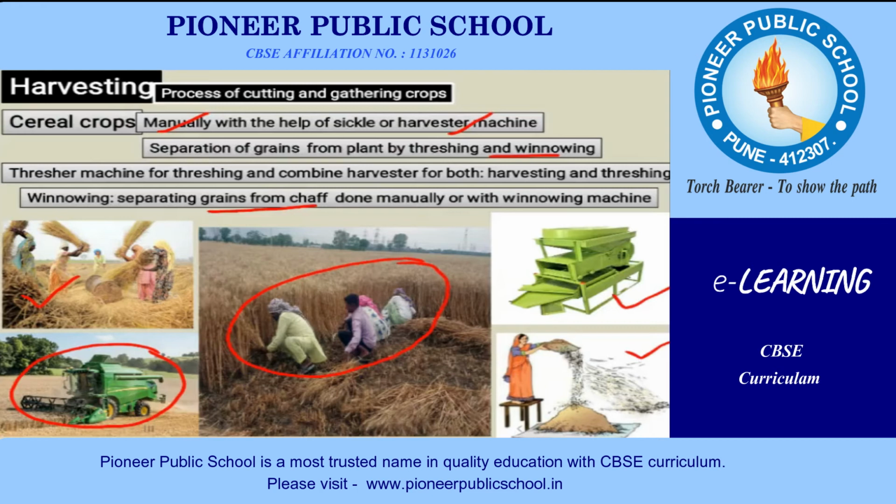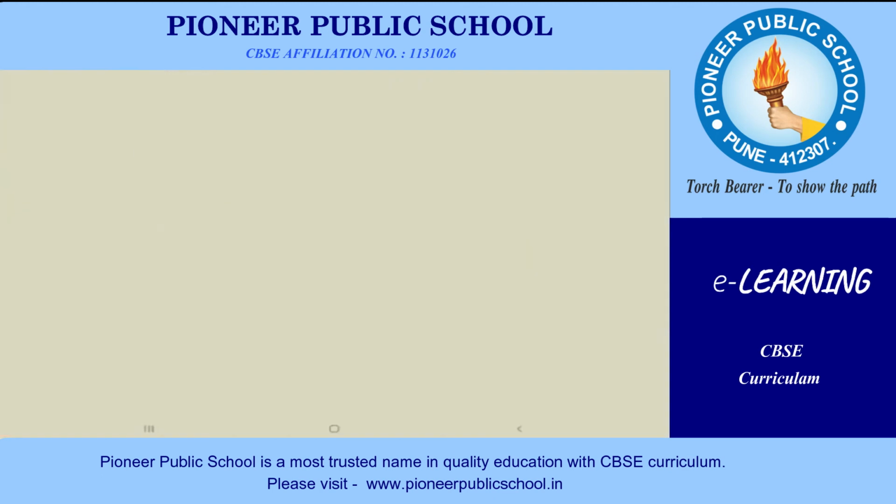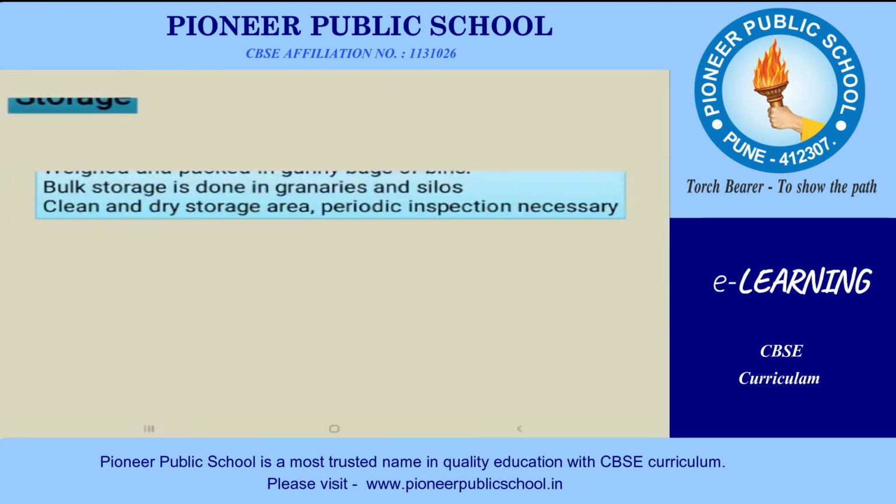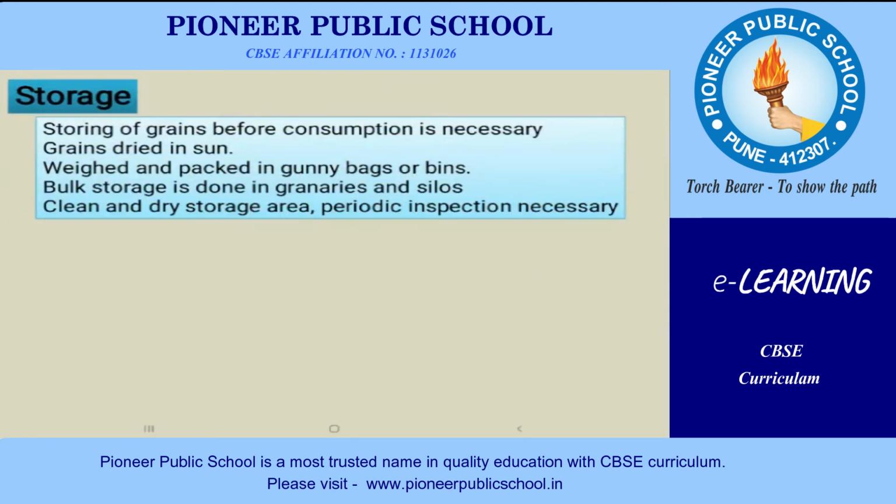Now dear students, after harvesting and collecting the grain properly, we need to use it. But before using, we need to store it in dry and safe places. So here, storage of grain will be done before consumption. The grain will be dried in the sunlight. Then it will be weighed and packed in gunny bags or bins.